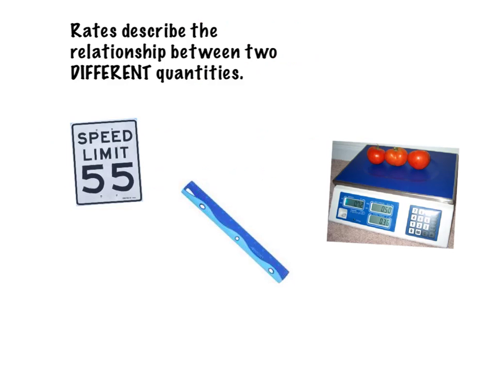Okay, we're going to be studying rates. Rates are something that describe the relationship between two different quantities. For example, miles per hour. Miles is one quantity, hour is another. Inches per foot. Inches is one quantity, feet are another. Price per pound. Can you think of any others?